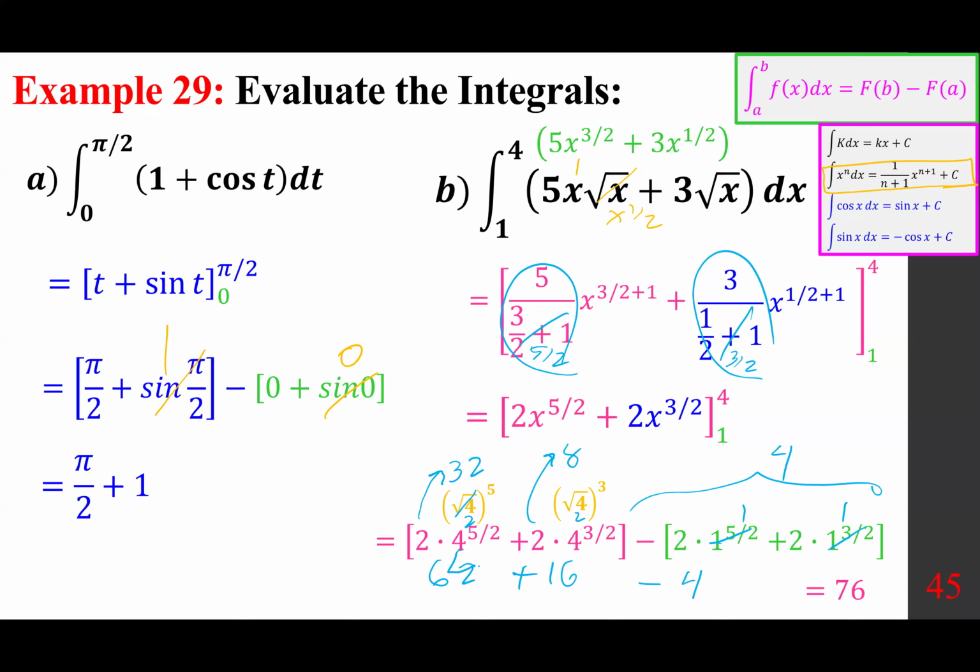Put 64 here. I mentioned 64, but I put 62. It's 2 times 32, 64.